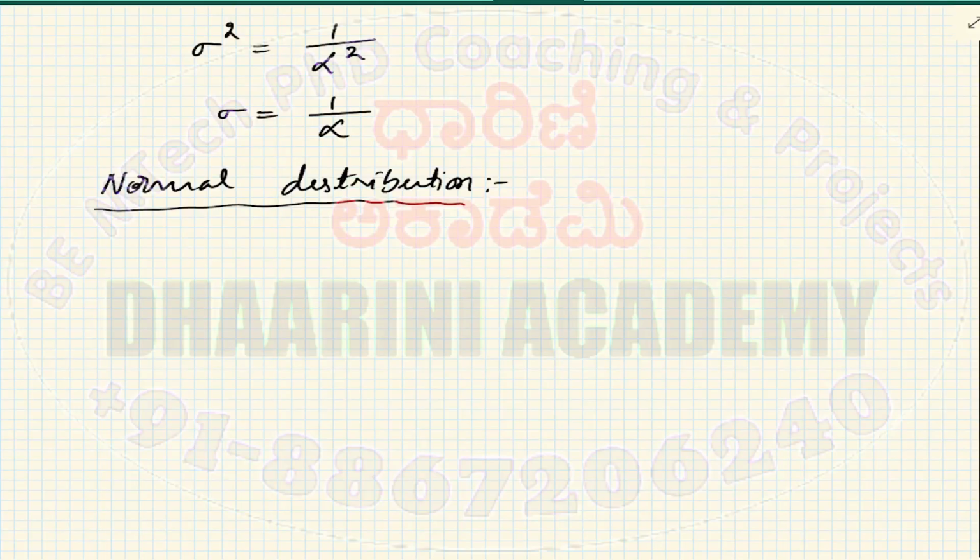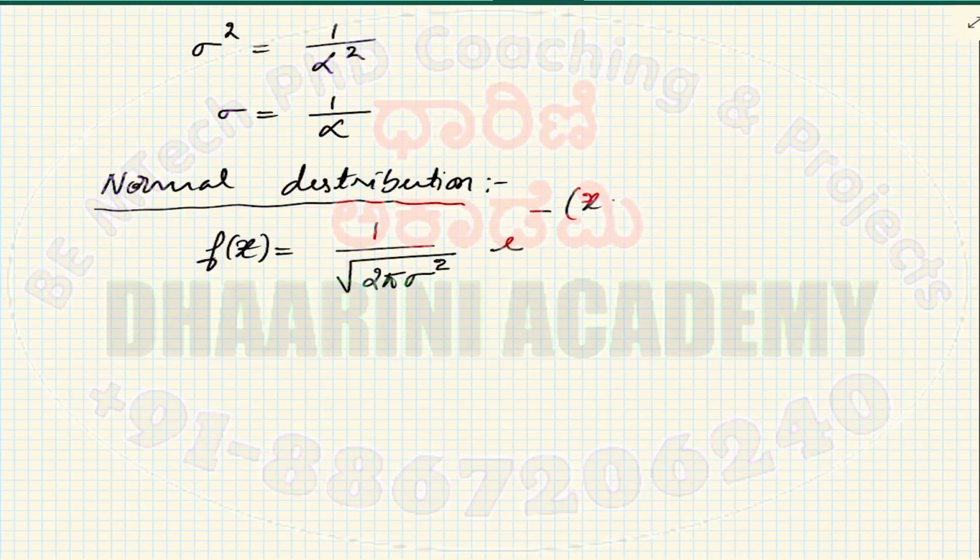The normal probability distribution: under the normal distribution, f of x equals 1 over root of 2 pi sigma square, into e to the power minus x minus mu the whole square divided by 2 sigma square. This is the equation. X takes all the values from minus infinity to plus infinity.